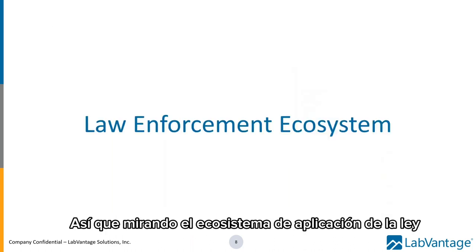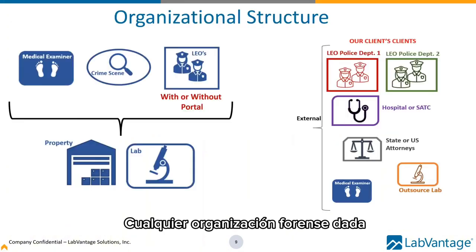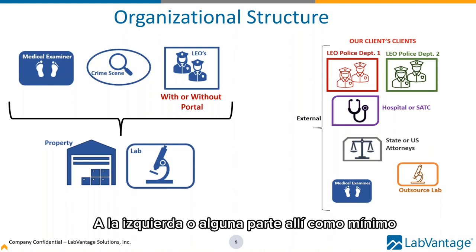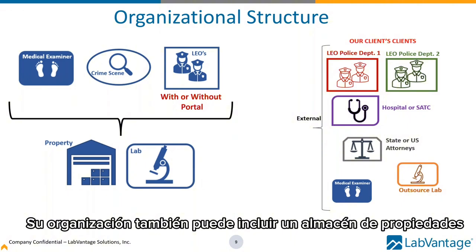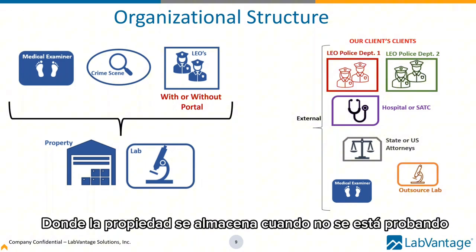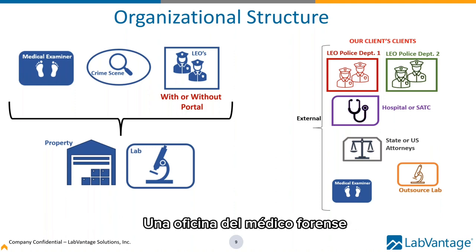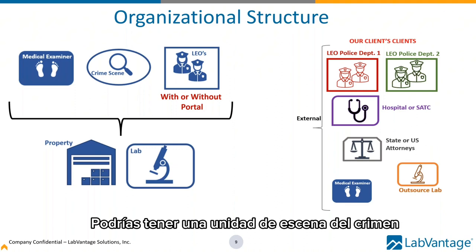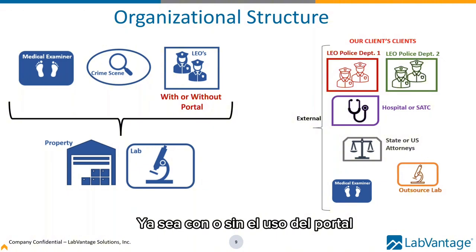So looking at the law enforcement ecosystem, any given forensic organization might consist of everything that you see on the left, or some portion thereof. At a minimum, we're looking at a laboratory. Your organization may also include a property warehouse where property is stored when it's not being tested. You may also be affiliated with a medical examiner's office. You might have a crime scene unit, and certainly you have law enforcement officers who are going to be submitting evidence either with or without the use of the portal.